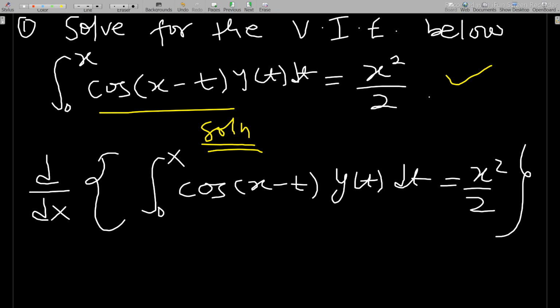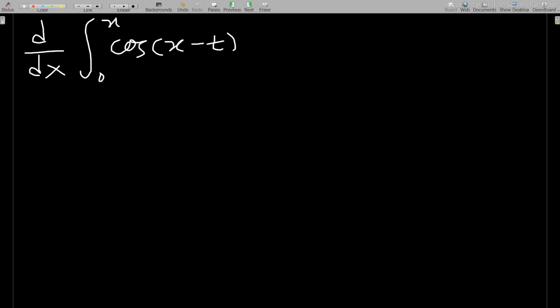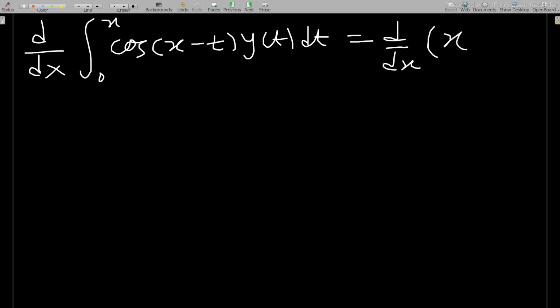So to differentiate this, we'll have to differentiate them term-wise, okay? So first of all, you differentiate the left side of the equation, d/dx of this whole thing, okay? You have the integral of cos of (x minus t) y of t dt, and it's equal to d/dx of x squared over 2, right? Now we know that the other side, when you differentiate the right side, is very simple. You get 2x over 2, and in fact this will cancel out, and so you have x, okay?